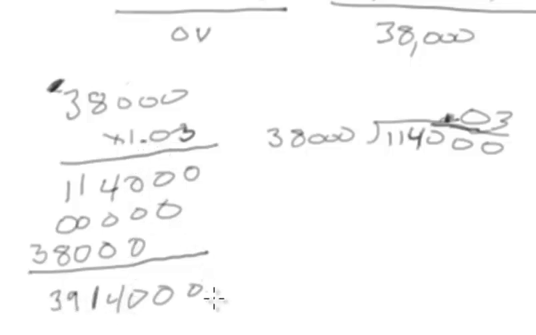And I've got two decimal places to bring back in here. There's my decimal place, $39,140. So we've done that correctly, and that's what I want to share with you today.